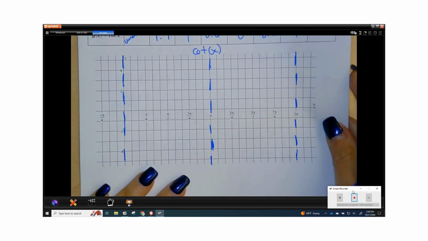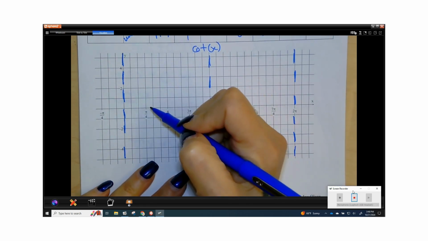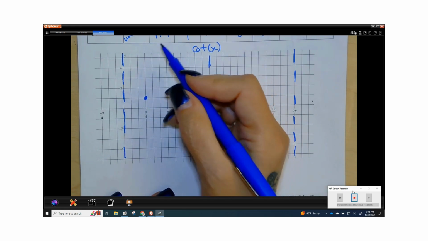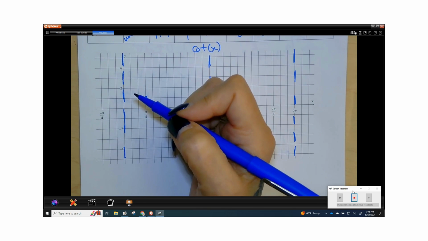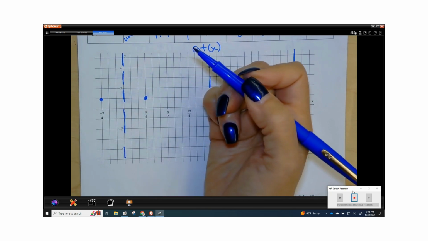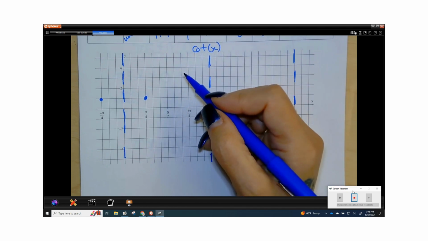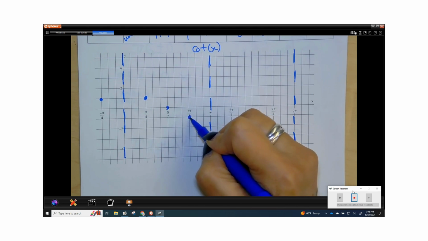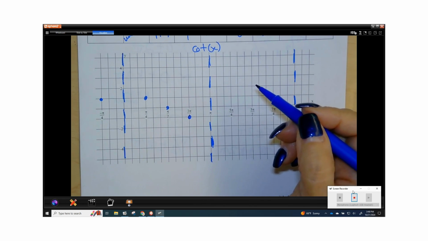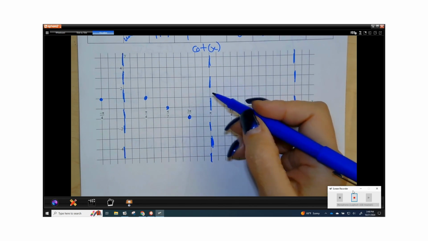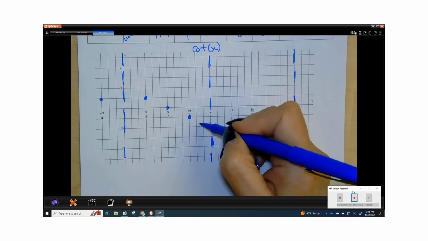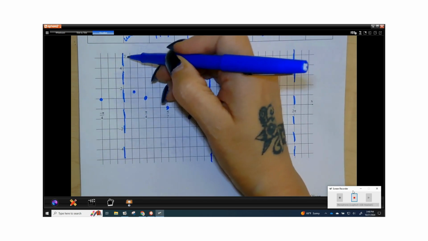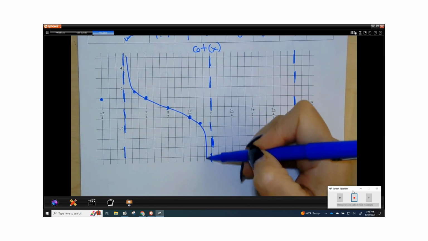Then, at pi over 4, it is 1. At negative pi over 4, it is also 1. At pi over 2, it is 0. At 3 pi over 4, it is negative 1. In between there, it is negative 1.7. I guess I'll go in between there. And over here, it's positive 1.7. Anyhow, it looks like that.